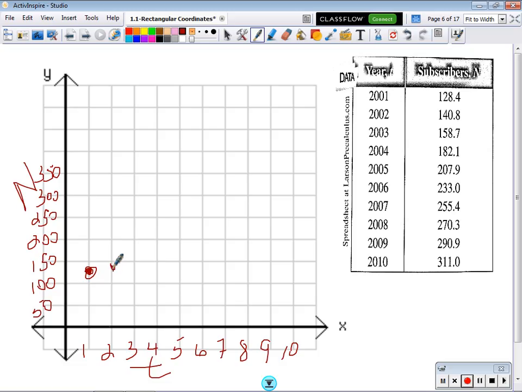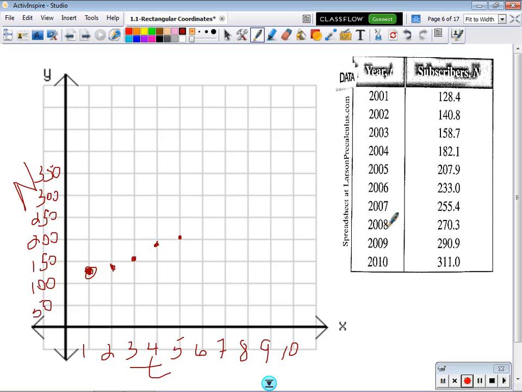Then I have the third point, 2003 and 158.7. 158 might be right above that 150 there. So there's another point. Then I have 2004 and 182.1, which might be right below that 200, right about here. Then I have 2005 and 207.9, which might be right above the 200. So you get something like that there.